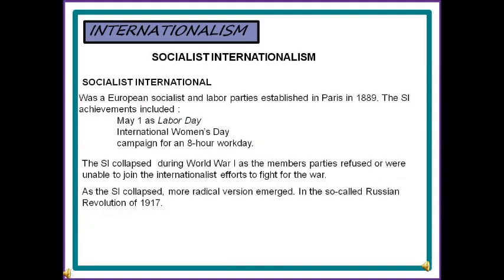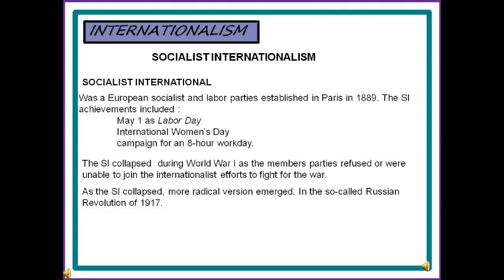So what was the achievement of Karl Marx in socialist internationalism? The Socialist International was a group of European socialist and labor parties established in Paris in 1889. The SI's achievements included May 1 as Labor Day, International Women's Day, and a campaign for an 8-hour work day. The SI collapsed during World War I as the members' parties refused or were unable to join the internationalist efforts to fight for the war.